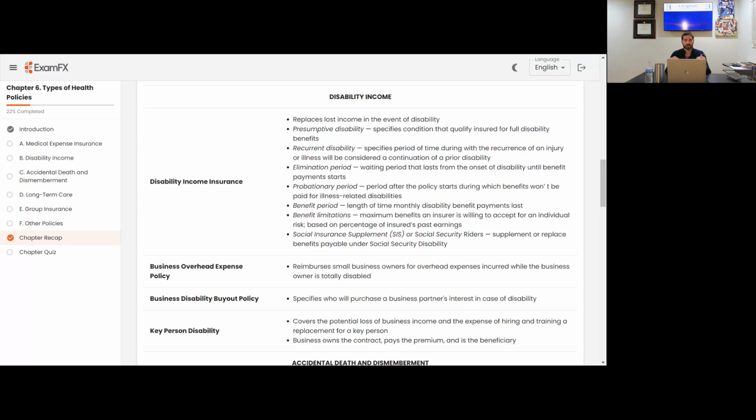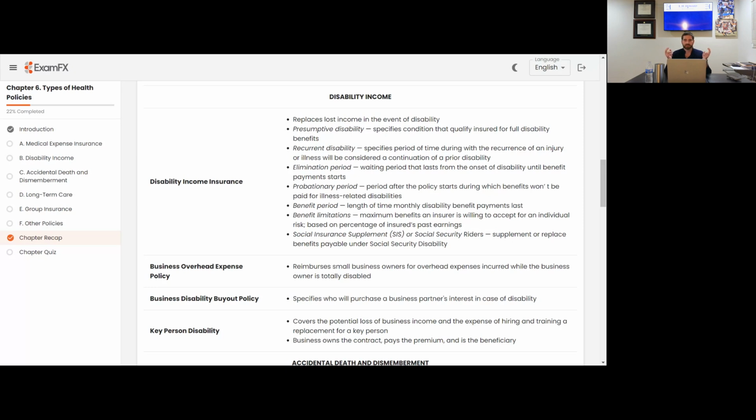Elimination period. Waiting period that lasts from the onset of disability until the benefit payment starts. So let's say you get injured and you have a 90-day elimination period. You have to go 90 days after you file that disability for your disability income to start coming in.